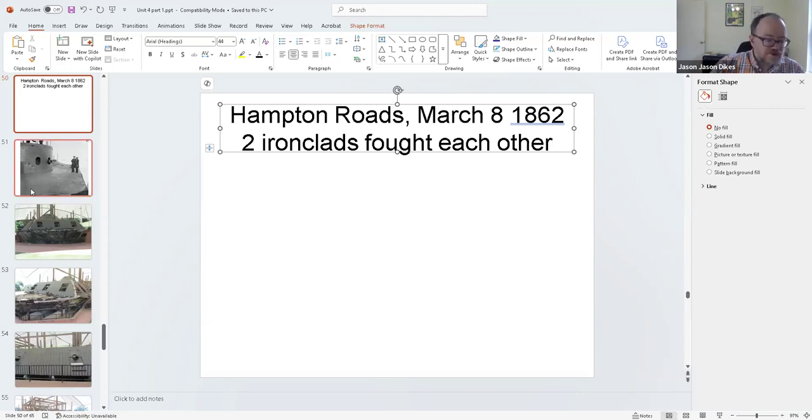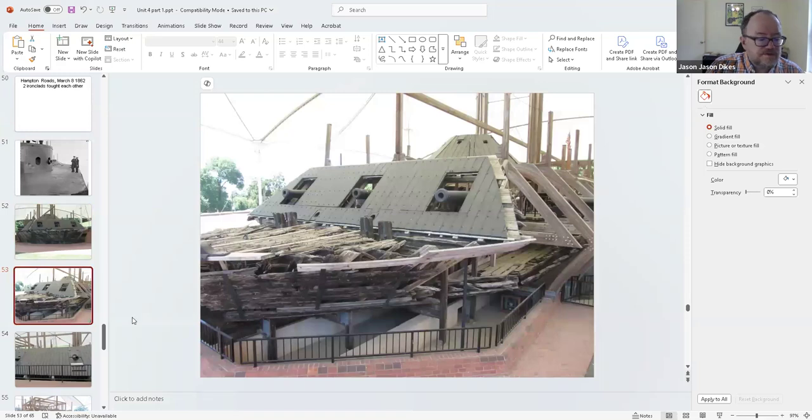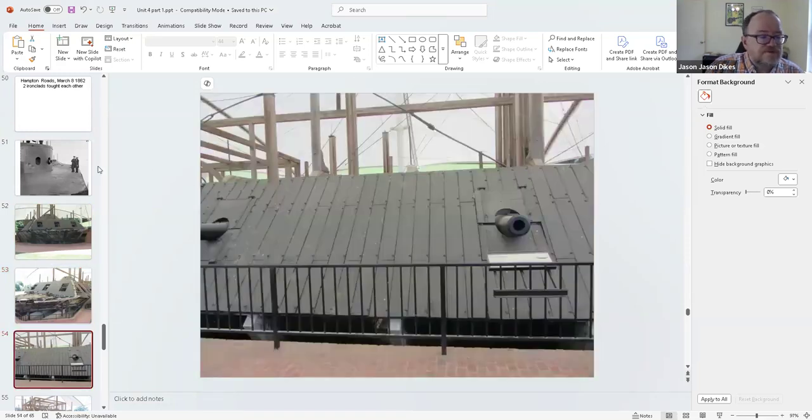This is one of the ships. It's a Union ship. These were the Merrimack and the Monitor. This is the Monitor here, which had a turret that would rotate, so you didn't have to put guns on both sides all the way down, like we saw back here. This, you just rotate the turret.